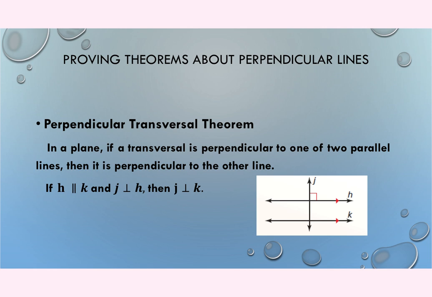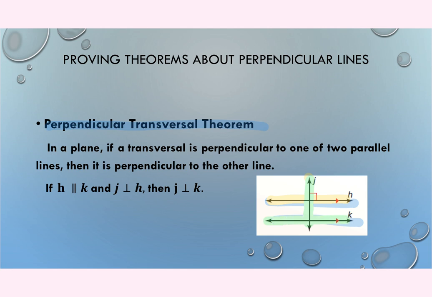Proving theorems about perpendicular lines continued. This one's called the perpendicular transversal theorem. In a plane, if a transversal is perpendicular to one of two parallel lines, then it's perpendicular to the other line. So if I know that these two lines are parallel and J is perpendicular to H, then J would also be perpendicular to K.